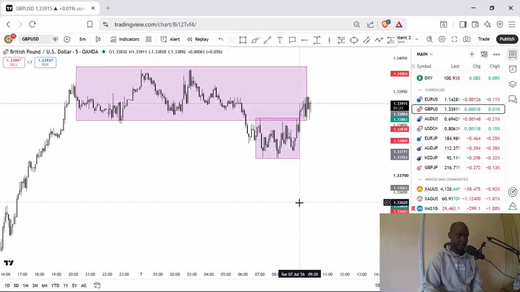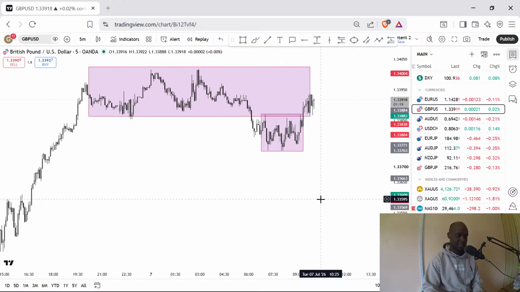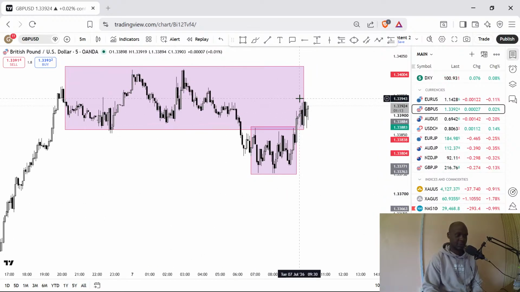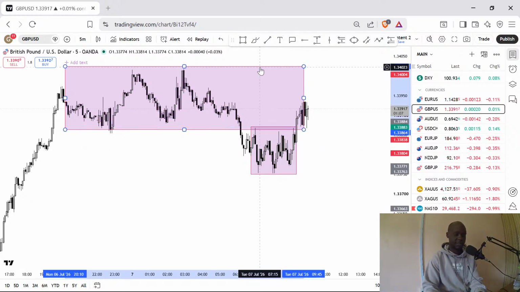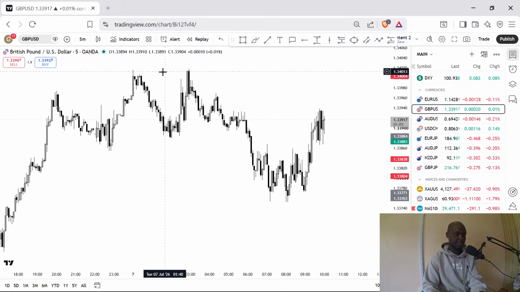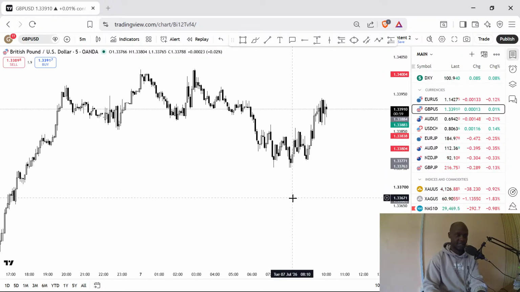Initially, I was waiting to see if we could break outside of this consolidation impulsively because we'd have quite a distance to cover for price to actually run before we got any sort of resistance. But because we've gotten buying pressure taking us back inside this level, I'll not be looking to take any trades on pound USD at this point in time until we break this high. If we break this high impulsively, I might consider looking at pound USD.